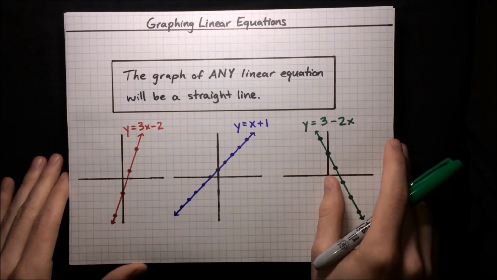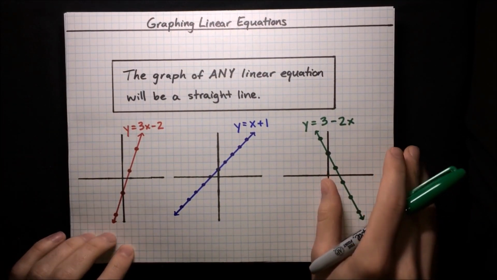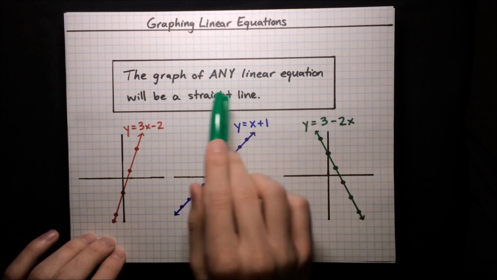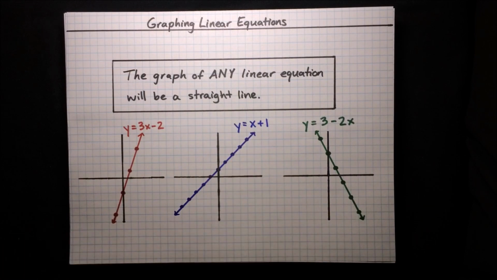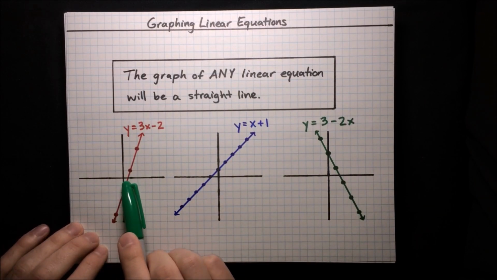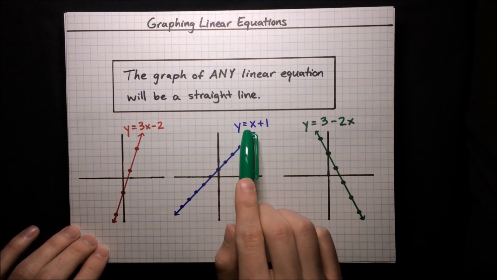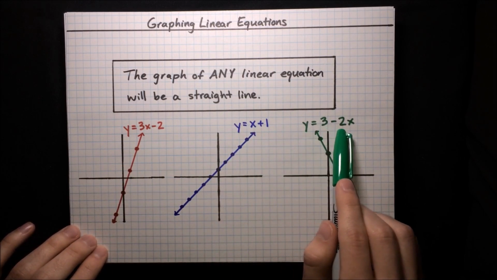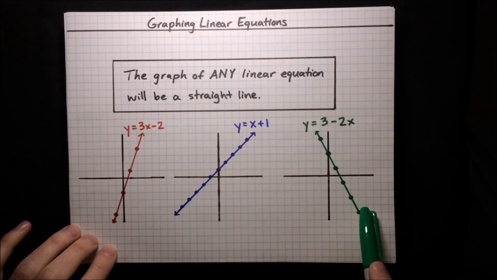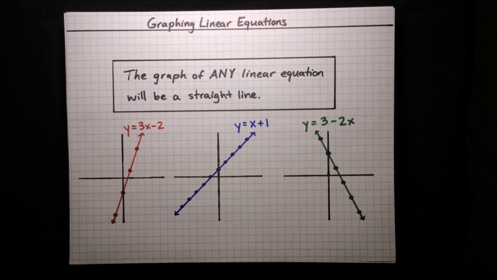This leads us to a big idea about linear equations. The big idea is that the graph of any linear equation will be a straight line. So it's not just the one we did in the previous example, but also any other linear equation like y equals x plus 1 or y equals 3 minus 2x. It's just a straight line. All the points just lie on a single line. And that makes it very easy to plot these linear equations.